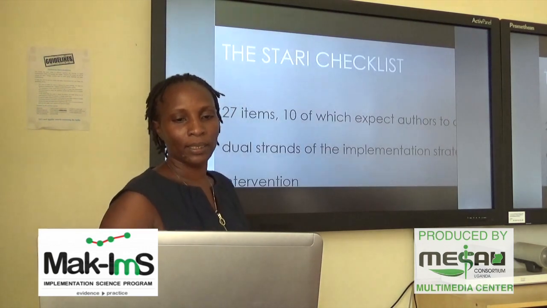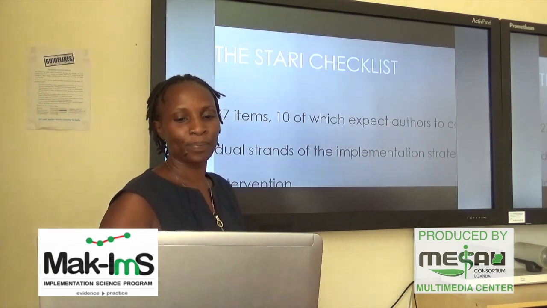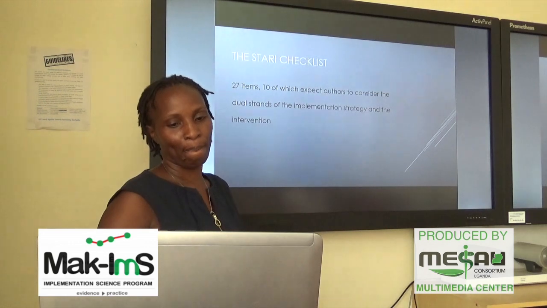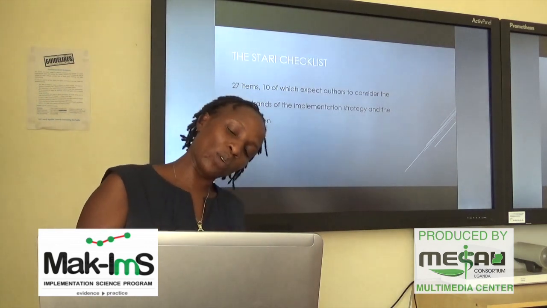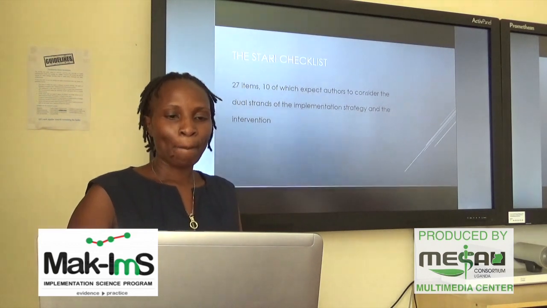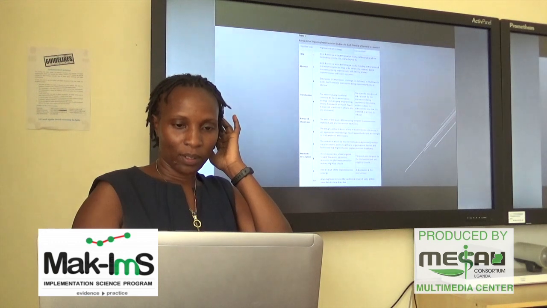The STARI checklist then has 27 items. And so we'll go through one by one. And now this is where it becomes interesting because putting them on a slide was not very easy. It's here, whether I want it or not, I have to.